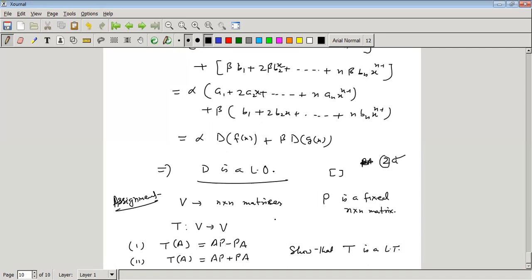Now, what we have to prove? What we have to show? Is it a linear transformation? So, if we take any two matrices A and B, then T of alpha A plus beta B equals alpha times T of A plus beta times T of B, is it true? If it is true, then it is a linear transformation. But what is T of A? T of A is AP minus PA. So you can use this, right? So this is all about linear transformation.